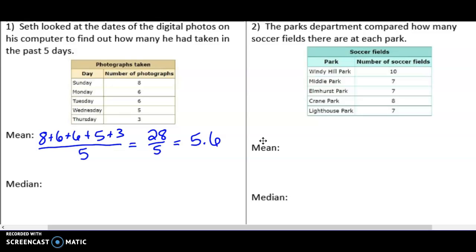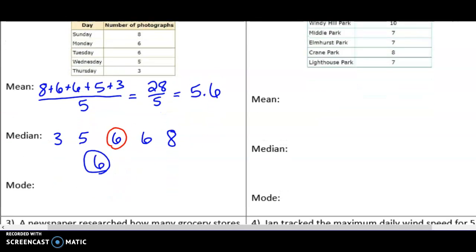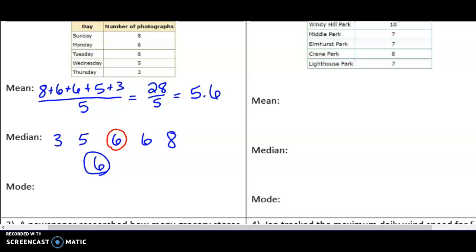All right, the median. What is the middle amount of photographs he took? So again, just take your data and organize it smallest to biggest. And then you want to figure out what is the middle number. So the median should be 6. Okay, since there was an odd set of numbers, it was just going to be that middle number. And finally, the mode. Which amount of pictures did he take the most often? So the only repeated number was 6 there, so our mode's going to be 6.